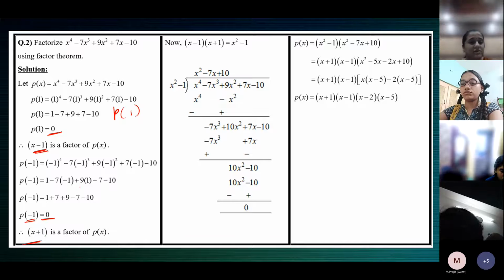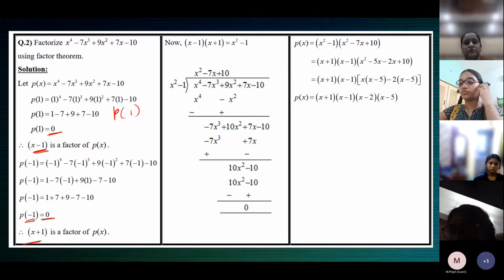Supposing P of minus 1 was not 0, then you should find P of 2. That's also not 0. Find P of minus 2. That's also not 0. Find P of 3. So mostly you will get your value when you work with 1, minus 1, 2, minus 2, 3, minus 3. That's how the polynomial will be designed for you. You don't have to work up to 10 or 20. So don't worry, one of these numbers will work.